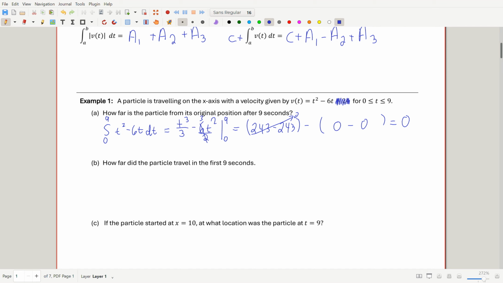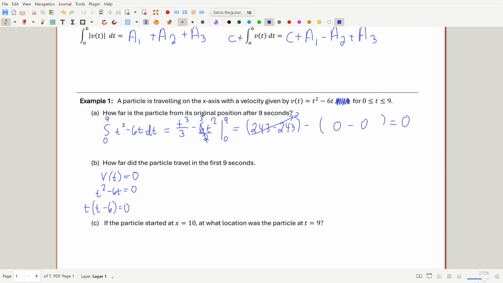So I'm going to set v of t equal to 0. Always smart to show that. A lot of times the scoring guidelines kind of say that. So just outlining what it is that you're about to solve. t squared minus 6t equals 0. Which, super easy factor, just factor out the t. t times t minus 6 equals 0.